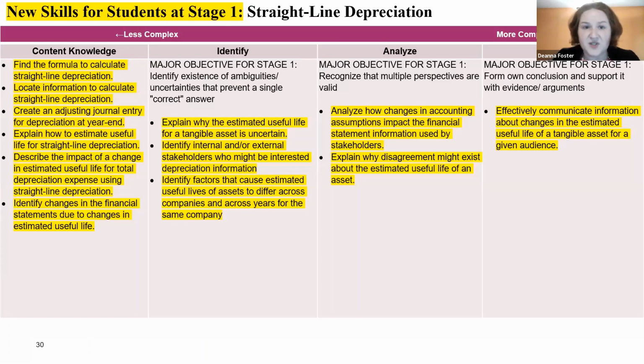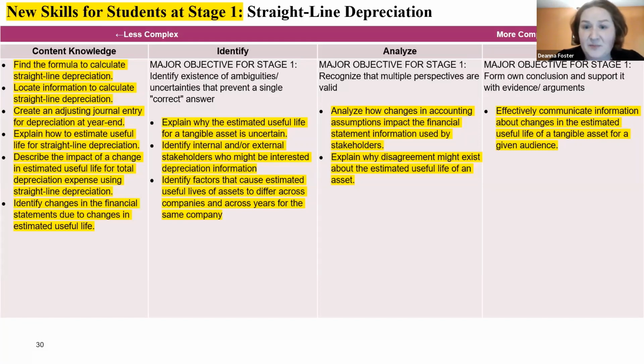And what I wanted to show you next is how I came up with this problem. As I mentioned before, my students are typically very good with the content knowledge, so that's very basic. And just to summarize, they have to know what formula to use, what information to pull. They have to know how to create the adjusting journal entry at year end, explaining the useful life, where that comes from for straight line depreciation. So that's just a summary of the content knowledge.